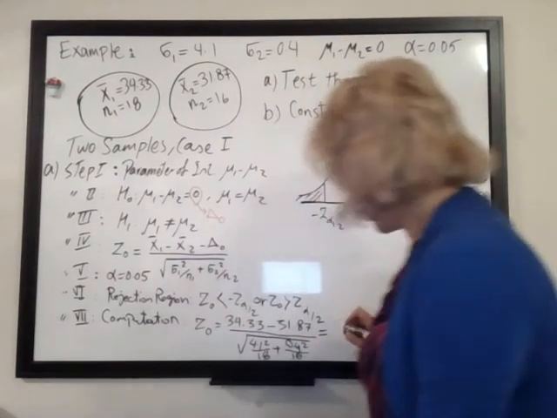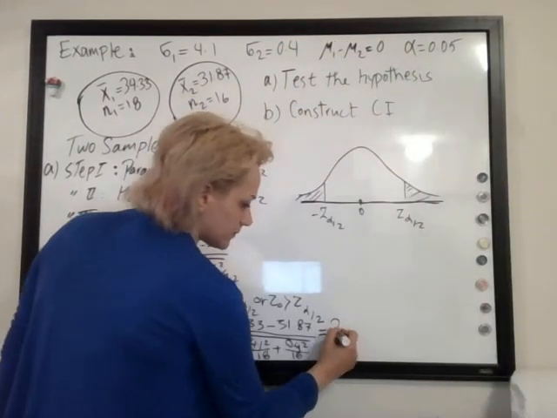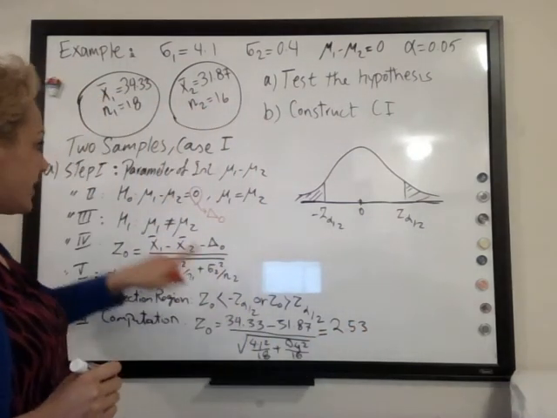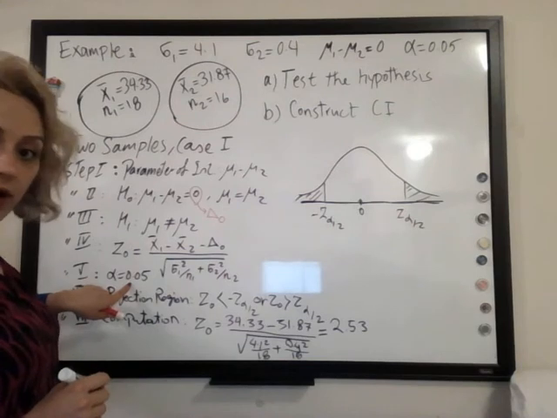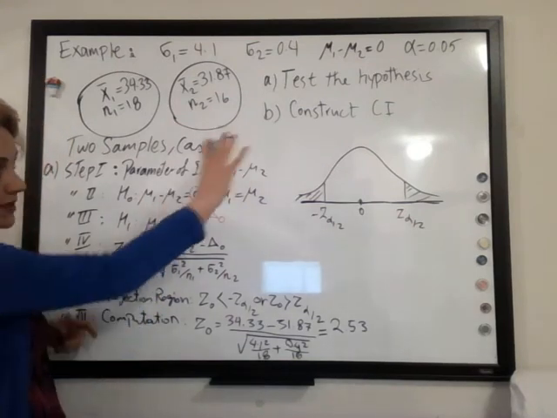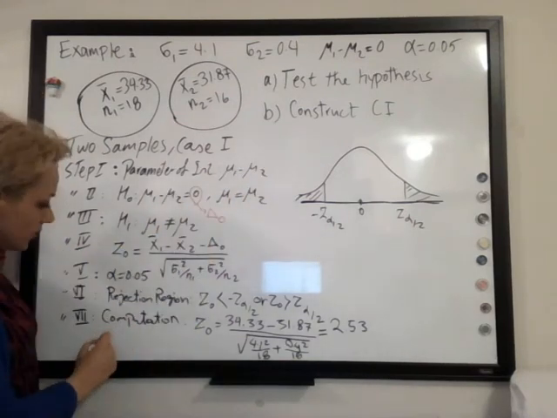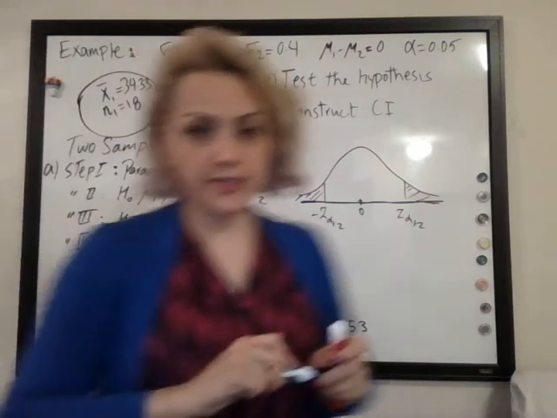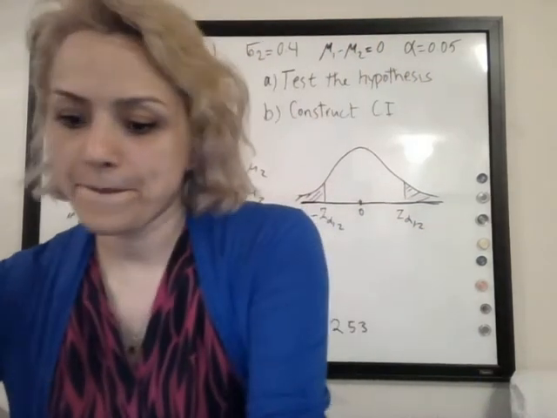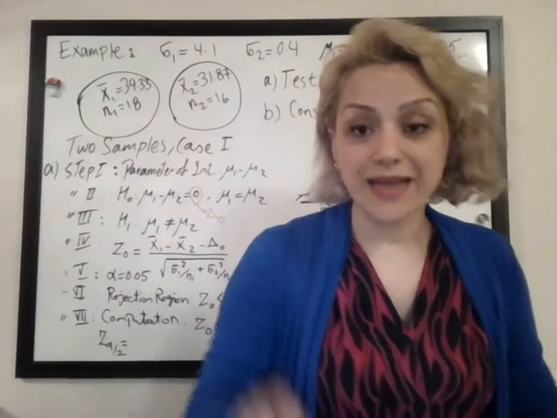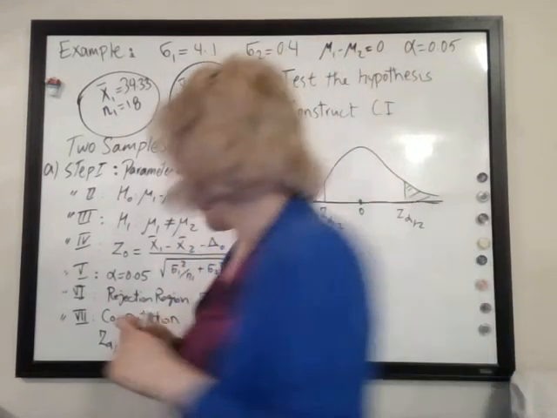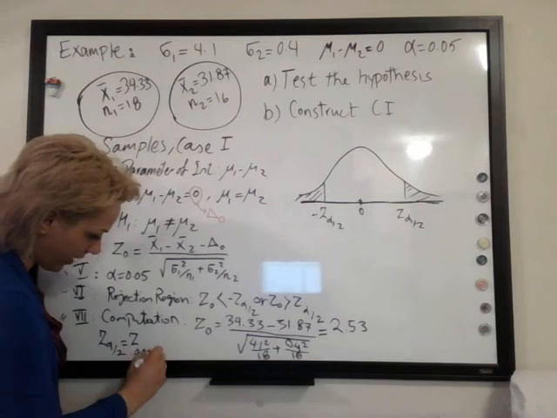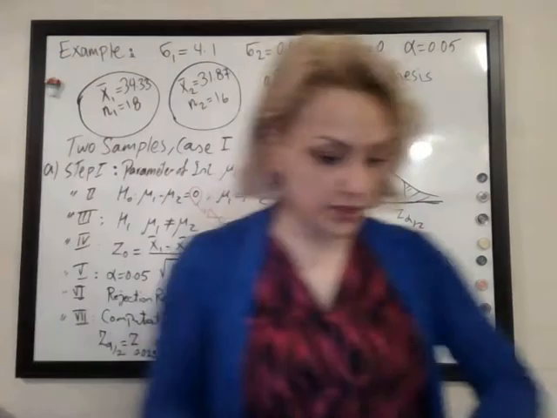So this one is going to be equal to 2.53. And also we know that alpha is equal to 0.05. I'm going to write it down here because I want to write down the conclusion over there. So for the z at half of alpha, we are looking for the z at 0.025. Then we go to the z table.